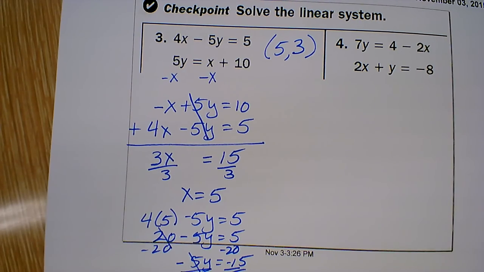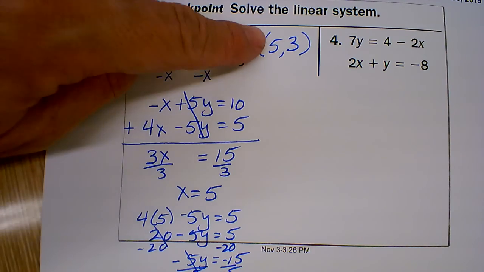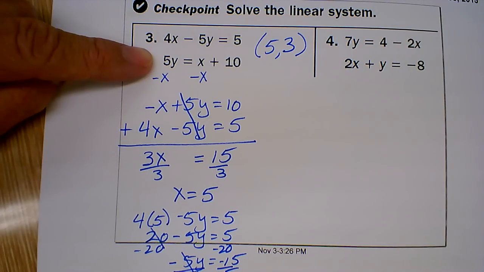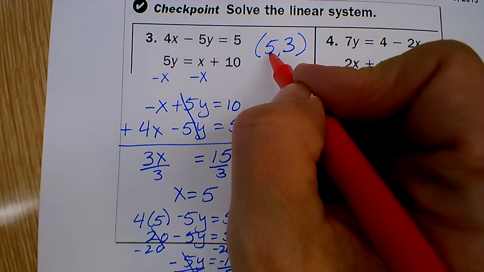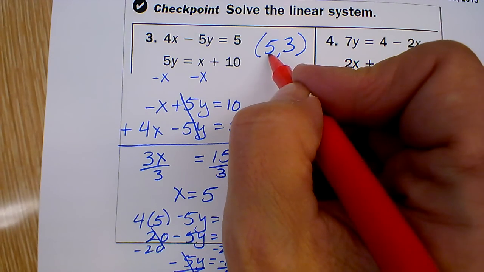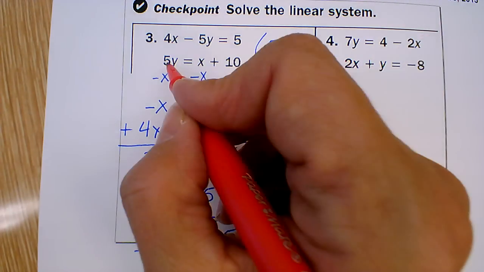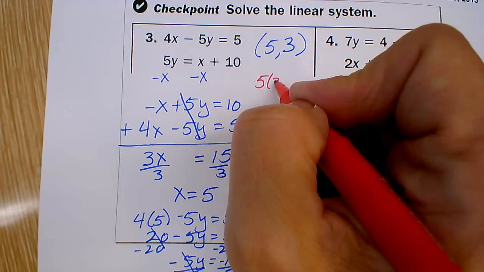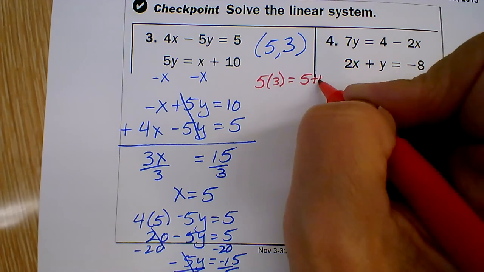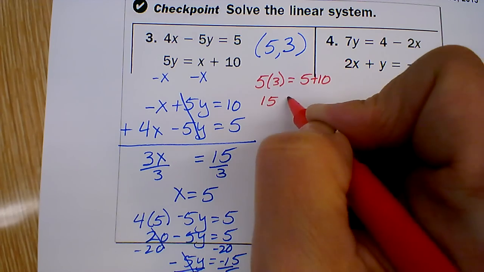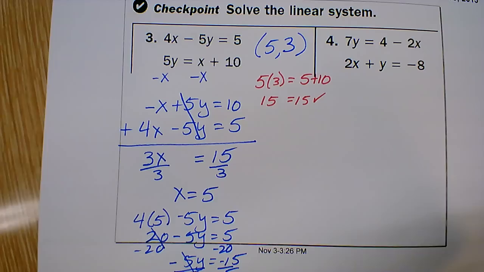So if you ever wonder if you have the right solution, you can always plug it back into the other equation to make sure it works. So let's try that in this case just to make sure we have the right solution. So my ordered pair says 5, 3. So 5 times 3 is equal to 5 plus 10. So 15 is equal to 15. So we do have the correct ordered pair.